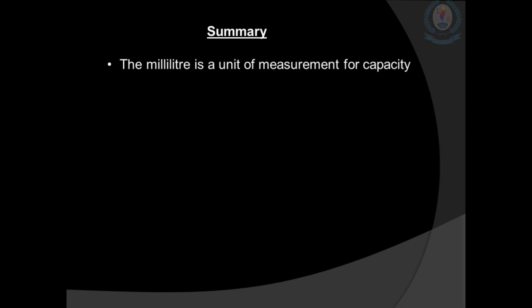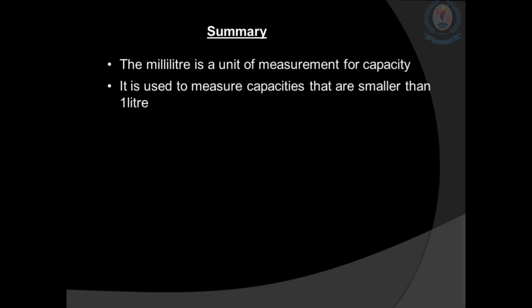Summary of the lesson. The milliliter is a unit of measurement for capacity. It is used to measure capacities that are smaller than 1 liter. 1 liter equals 1000 milliliters.